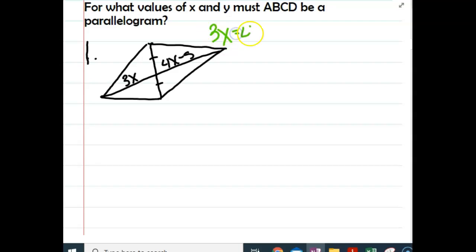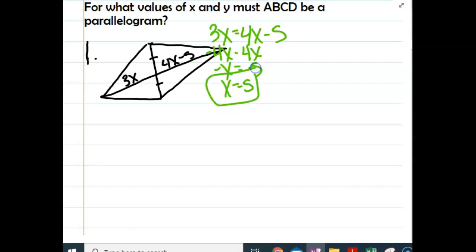So we're going to take 3x equals 4x minus 5. If it was a parallelogram, those would have to be the same. So if I solve for x, subtract 4x from both sides, we'd have negative x equals negative 5, which means x equals 5.